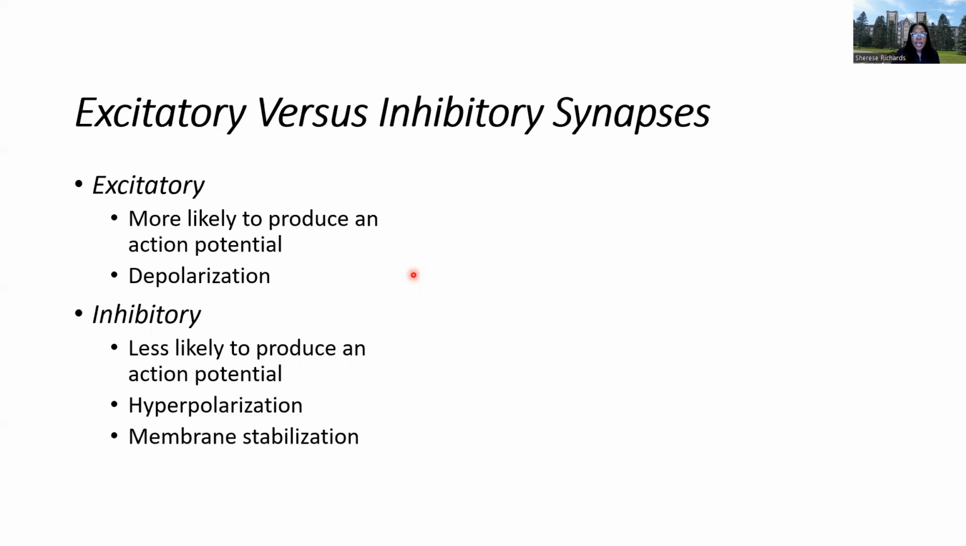The other thing that inhibitory postsynaptic potentials can do is act as a stabilizer for the membrane potential, particularly with the movement of chloride. So not only can they make it more difficult to fire an action potential, but if the membrane is overexcited, they can also act as a stabilizer to help bring that membrane potential back to a resting state.